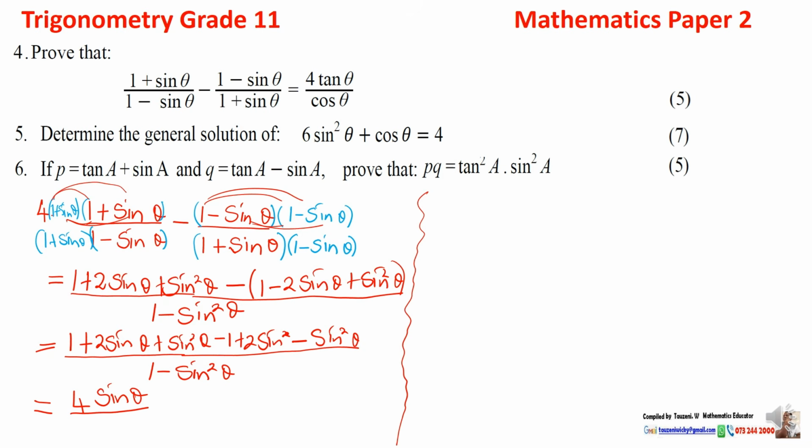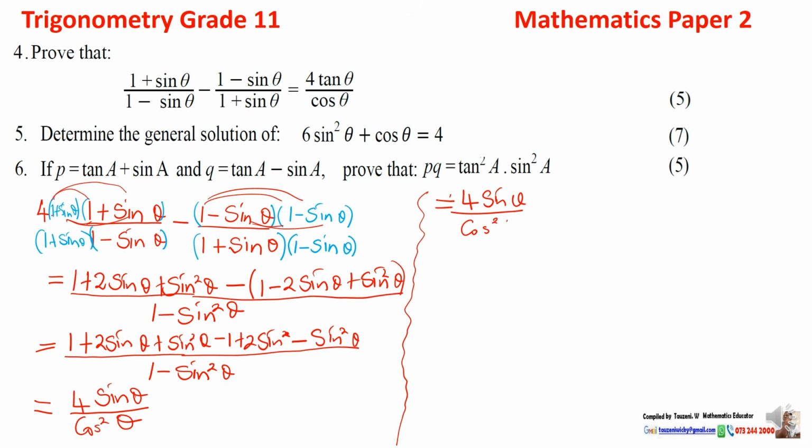Now the denominator is equal to cos squared theta. If you remember your identities, you should know that cos squared theta plus sine squared theta is equal to 1. We can now get an equivalent expression for 1 minus sine squared theta. We now have 4 times the sine of theta divided by cos squared theta.